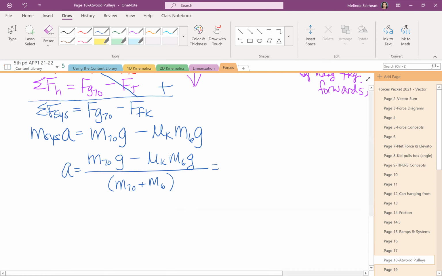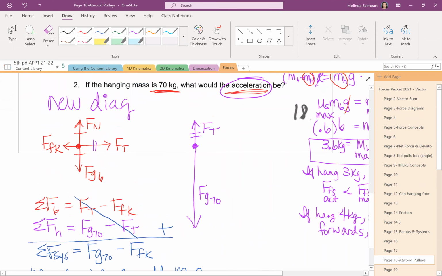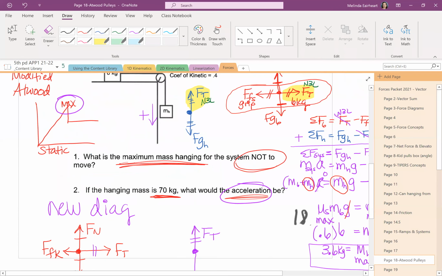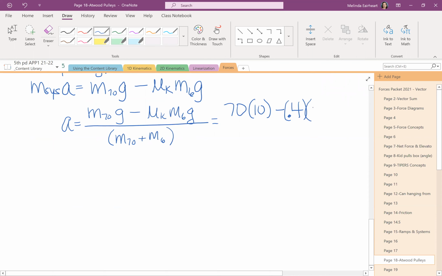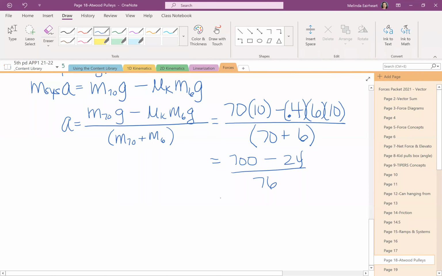And so now we're ready for numbers. So 70 kilograms is the mass, gravity's 10, minus mu k, I gotta scroll back up, 0.4, times 6 times 10, all over the sum of the mass. Again, I know you know it's 76, but I like to show the process. And so what do we got? 700 minus 60 times 0.4, is that 24? Over 76. So what do y'all get for the system acceleration?